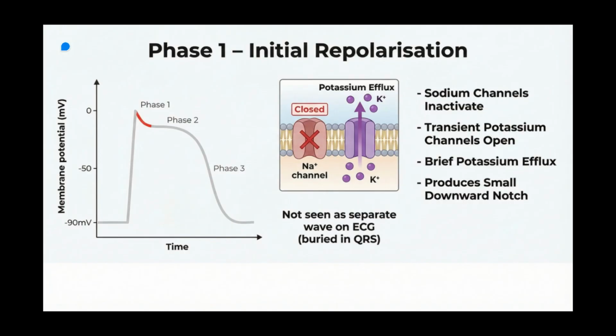Phase 1, initial repolarization. Immediately after the upstroke, there is a small downward notch. Why? Sodium channels inactivate, transient potassium channels open, there is brief potassium efflux. This produces a slight initial repolarization. On ECG, this occurs during the early part of the QRS complex and is not seen as a separate wave.